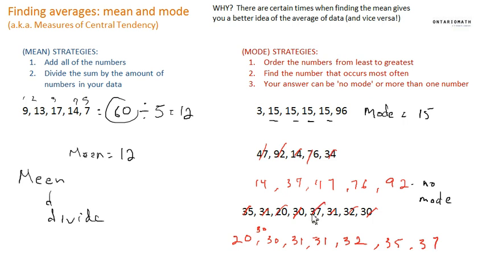Now I take a look again, and I try to find something that occurs more than any others. 20, 30, 30, 31, 31, 32, 35, 37. It looks like 30 occurs twice, and 31 occurs twice. So the mode, in this case, is 30 and 31. It can be 2 numbers, because they both occurred twice.